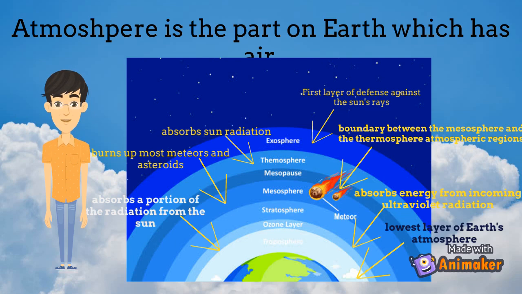The mesosphere is the point of minimum temperature at the boundary between the mesosphere and the thermosphere atmospheric regions. The mesosphere burns up most meteors and asteroids before they are able to reach the Earth's surface. The stratosphere absorbs energy from incoming ultraviolet radiation from the sun. The ozone absorbs a portion of the radiation from the sun, preventing it from reaching Earth's surface. The troposphere is the lowest layer of Earth's atmosphere. Many types of clouds are formed here.